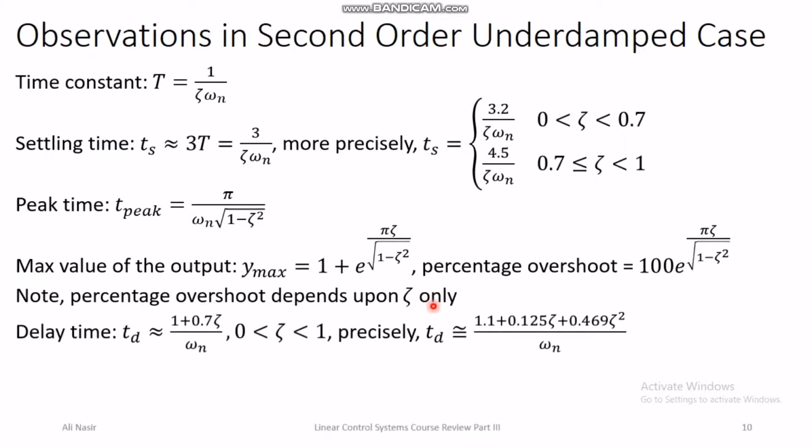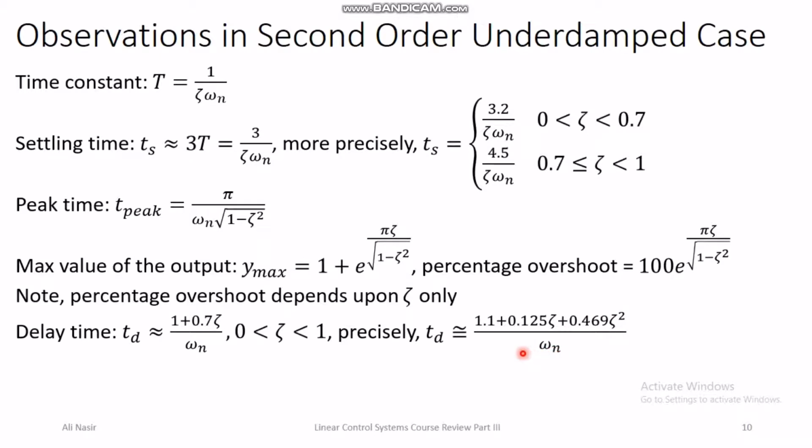And the delay time for a second order system is given as 1 plus 0.7 zeta divided by omega n, where zeta is between 0 and 1, which means that the system is an underdamped system. Precisely, delay time can be given by this formula: 1.1 plus 0.125 zeta plus 0.469 zeta square divided by omega n.